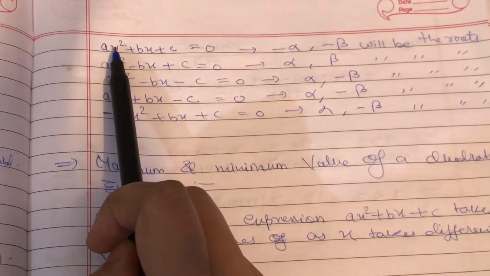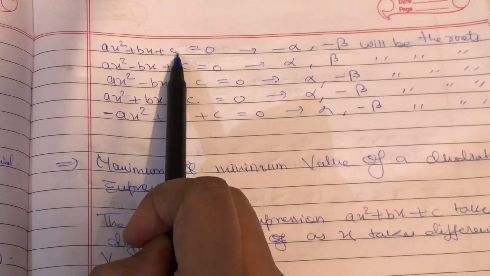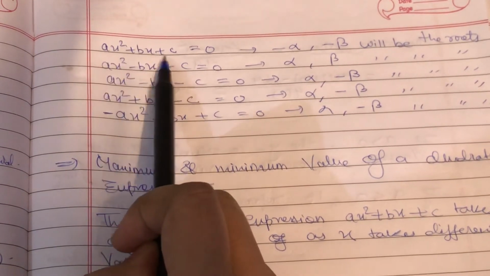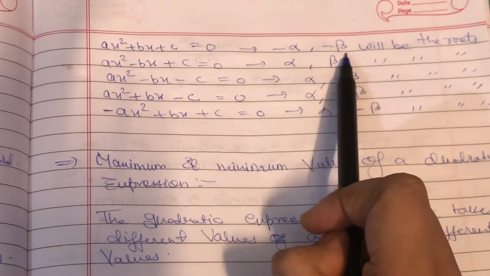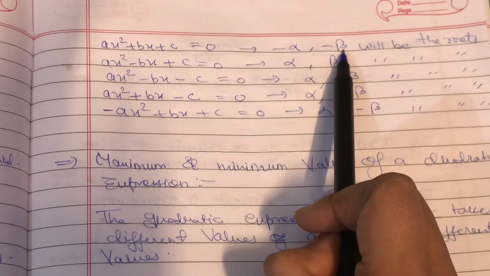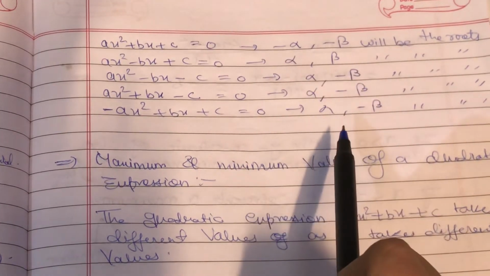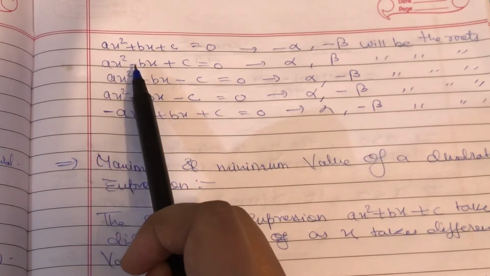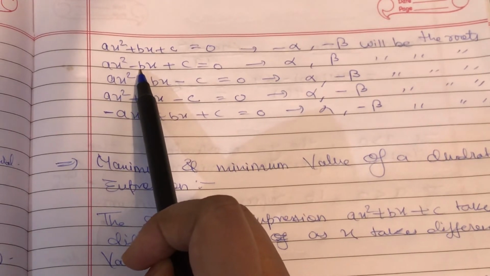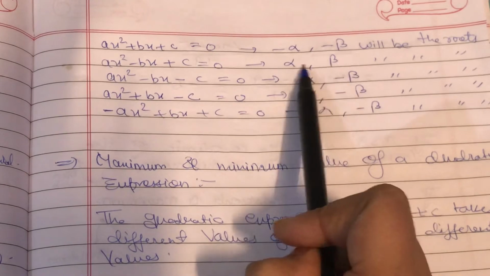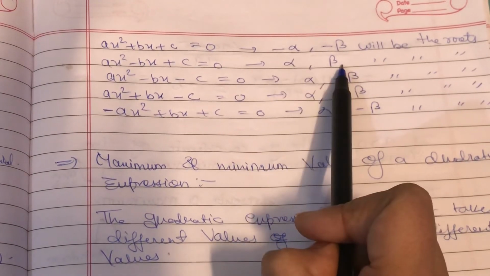If the equation is ax squared plus bx plus c, which means the coefficients a, b, c, if all are positive, then the roots are in the form of minus, minus. They will have 2 negative roots. Alpha, beta represent the roots everywhere, right? If the middle term is negative, then both the roots are positive.